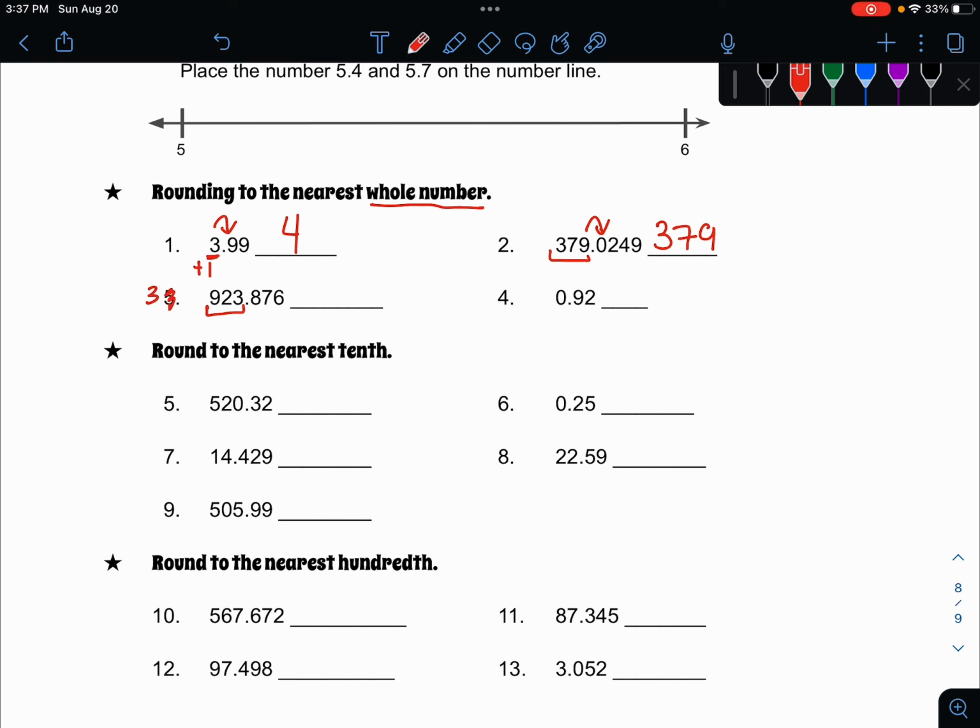Okay? So we have 923. Let's look next door. We have 8. 5 or more, raise the score. Since 8 is more than 5, we would raise the score to 924. Okay, let's look at this number. We have a 0. Looking next door, we have 9. So it's more than 5, we would raise the score. So it would be 1. All right.